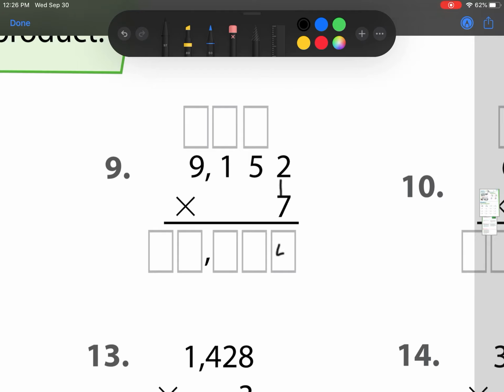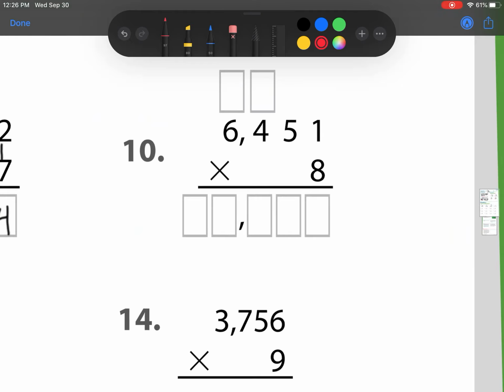Now let's head off to number 9. 7 times 2 is 14. Regroup that 1. 7 times 5 is 35, plus 1 is 36. Regroup that 3. 7 times 1 is 7, plus 3 is 10. So I put that 0 down, regroup that 1. And lastly, 7 times 9 is 63, plus 1 is 64.